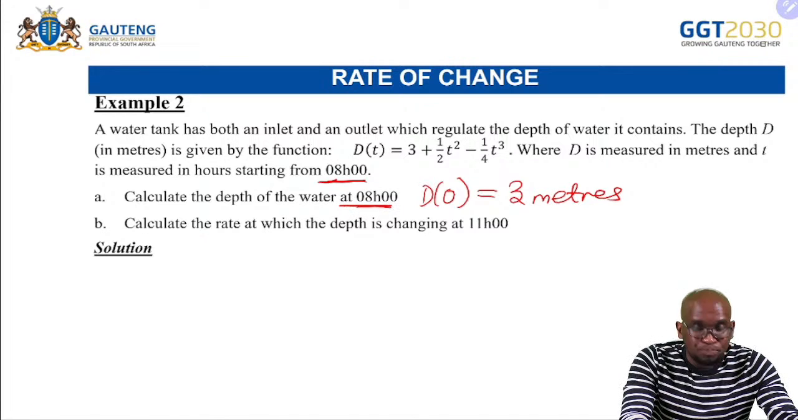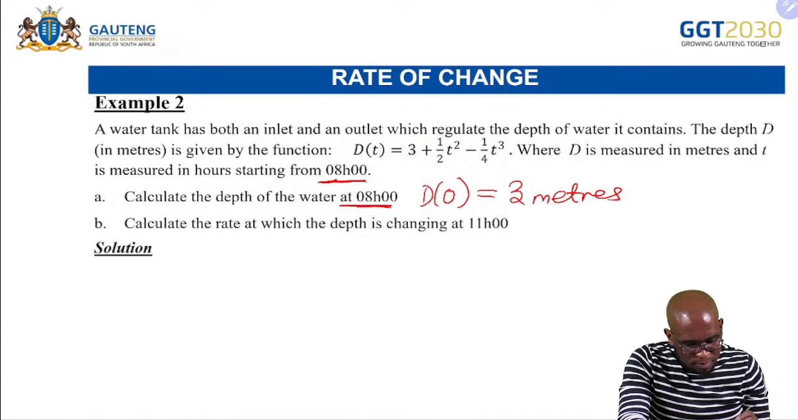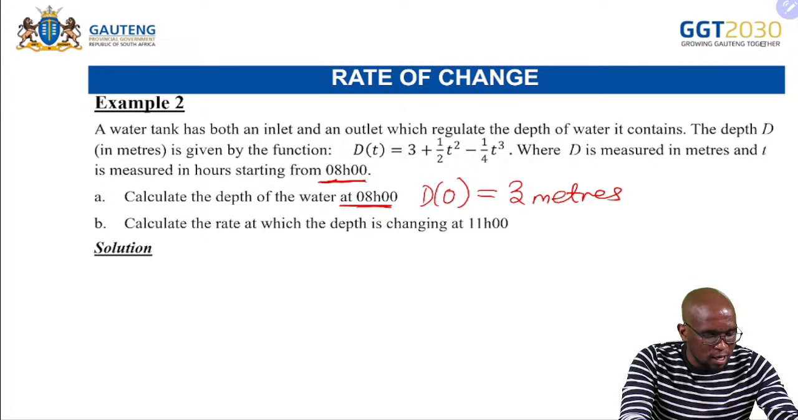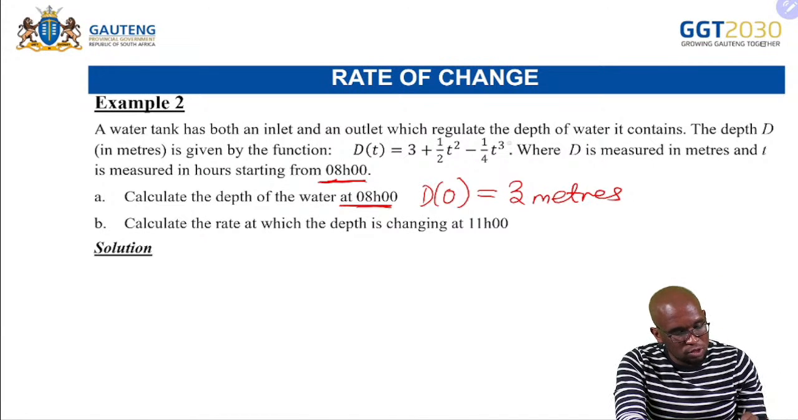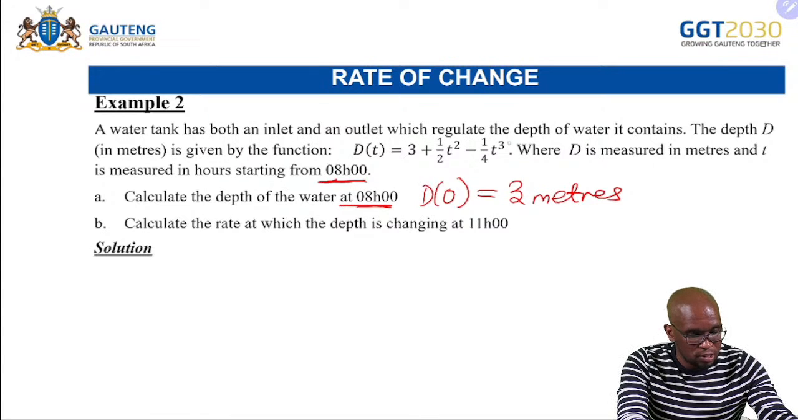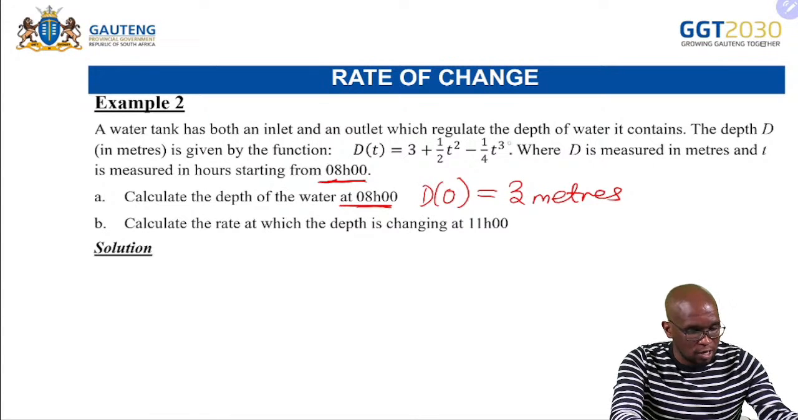And we said here we start exactly at 8, which means that, remember, they said time is measured in hours. So at 8, no time has lapsed in this case. The time that has lapsed is 0. So that's where we substitute 0, where we see t.